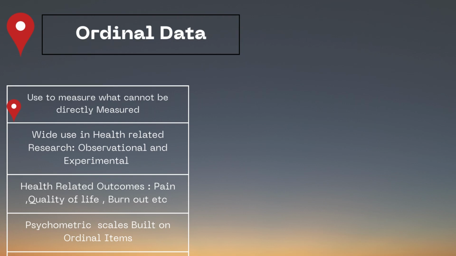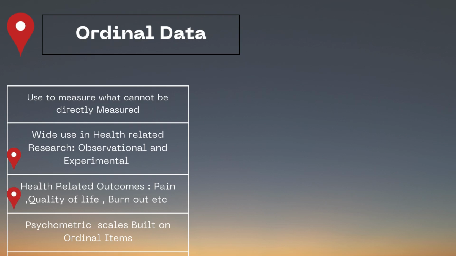Since there's no scale like weight or height for measuring satisfaction levels directly, we use ordered categories. These categories, like less satisfied, more satisfied, very satisfied, give us an idea of satisfaction levels, but this arrangement inherently lacks precision. Ordinal data is widely used in healthcare research.